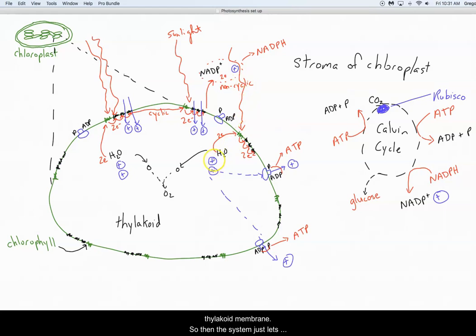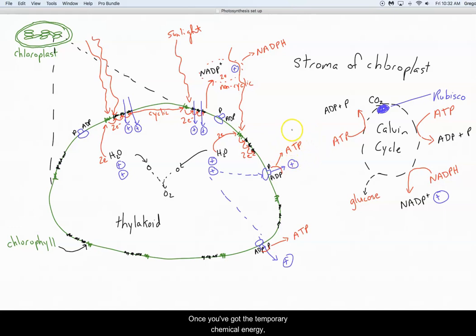So then the system just lets the protons meet the electrons, and as the protons are moving through ATP synthase, ATP synthase is synthesizing ATP. It's synthesizing ATP by snapping ADP onto free phosphates. So at that point, what you've got is the building of 2 energy molecules, the ATP and the NADPH. And so now solar energy has been harvested and converted to temporary chemical energy.